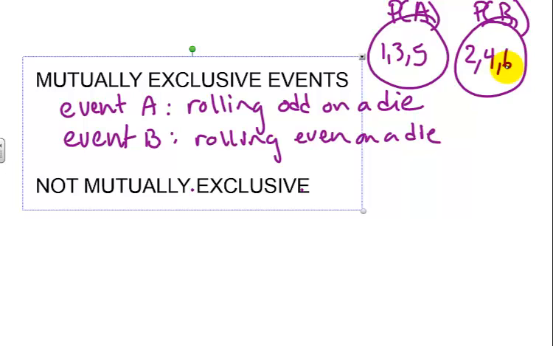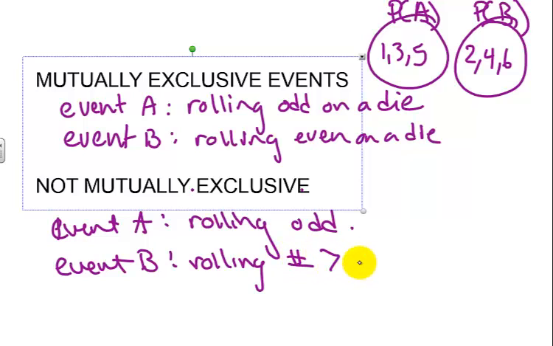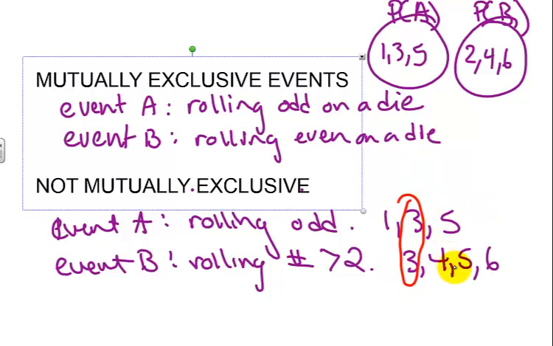Not mutually exclusive means that we can have overlapping. So let's say event A is rolling an odd, and event B is rolling a number greater than 2. So let's look at our outcomes. Rolling an odd, that's 1, 3, and 5. Rolling a number greater than 2 is 3, 4, 5, and 6. As you can see, we have overlapping outcomes. So we would say that these are not mutually exclusive.